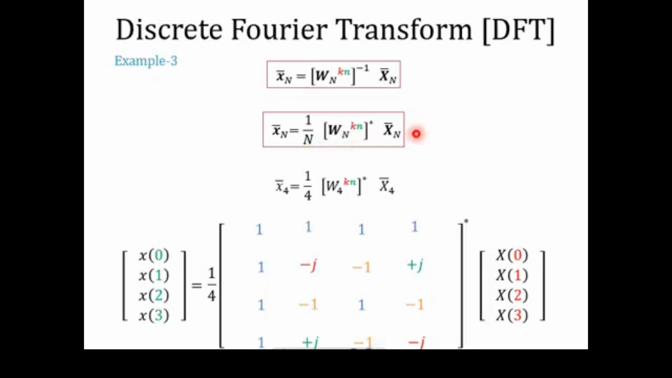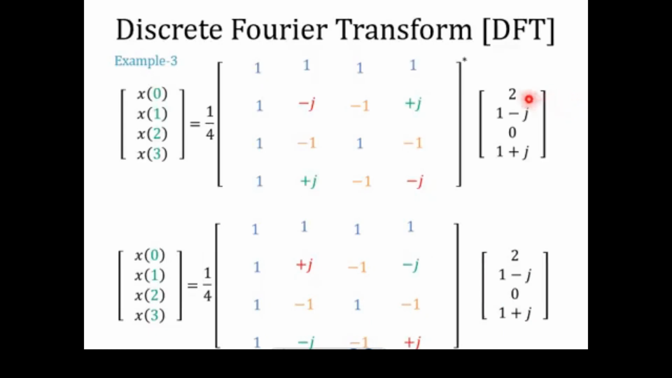So we are going to use the second method, in which we will take the conjugate of the W4 matrix and then multiply it with the frequency domain vector, and finally divide it by 4. So now replace the values of X of 0, X of 1, X of 2 and X of 3 by the given DFT coefficients. These are the DFT coefficients which were given to us, and now we are going to take the conjugate of this W4 matrix. While taking the conjugate of the W4 matrix, you must remember that we have to just flip the sign of imaginary terms, not the real terms.